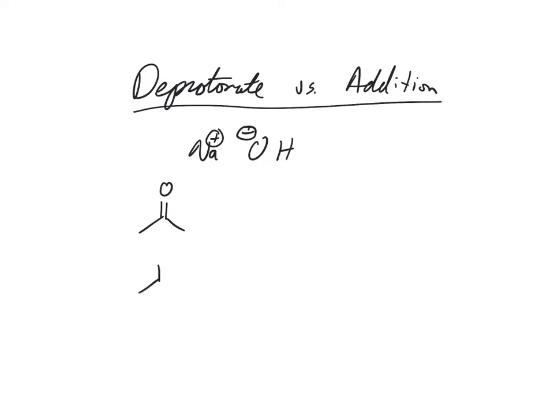So if it's a ketone or an aldehyde, the addition step, while that can happen, there is no good leaving group. So it's not as likely. Or it will happen, but usually what's more likely is you're going to deprotonate the alpha CH.